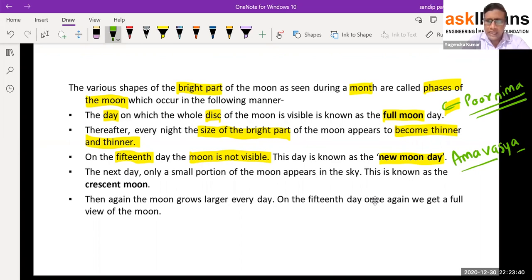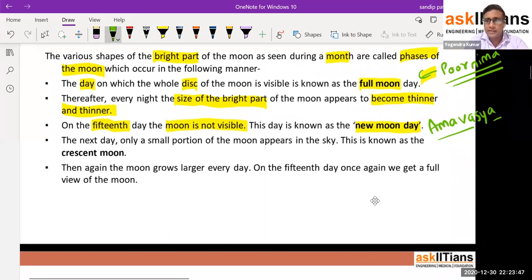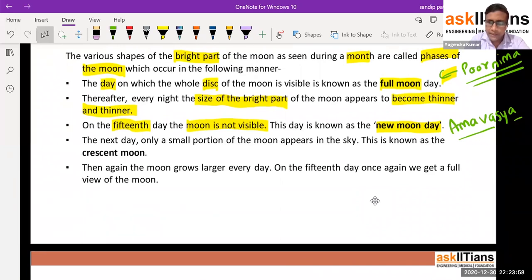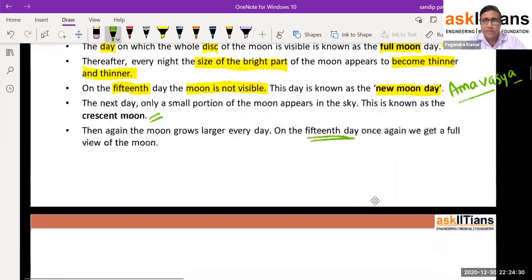Now, after the Amavasya, if you check the moon the next day, you will see a very small portion of the moon, something like this, very small. The next day after Amavasya is called the crescent moon. After every day it is again going to increase, and after the 15th day we get the full moon again, the full disk, which we call Purnima. So in a whole month there will be two Purnimas and similarly two Amavasyas, each after 15 days. These are the phases of the moon.